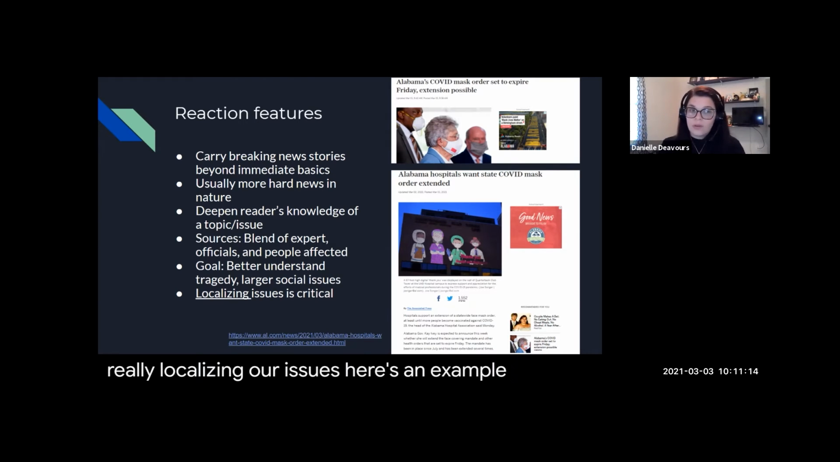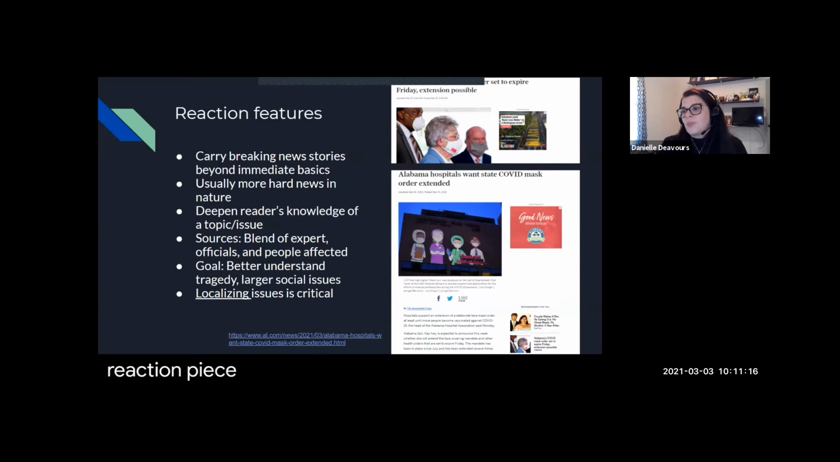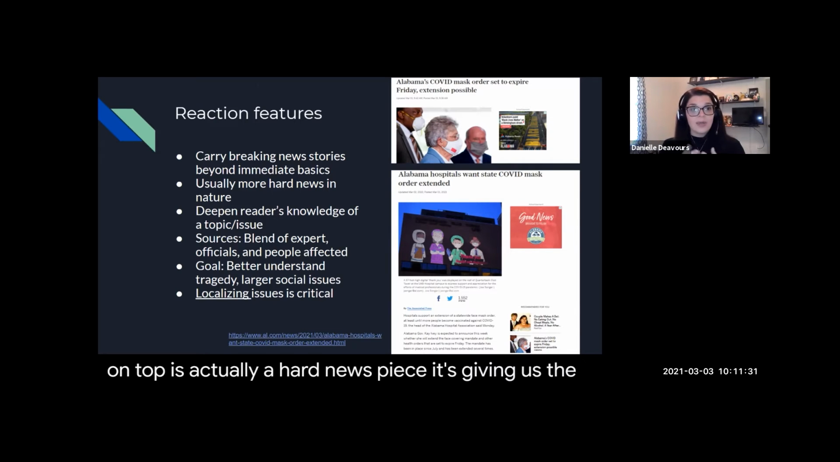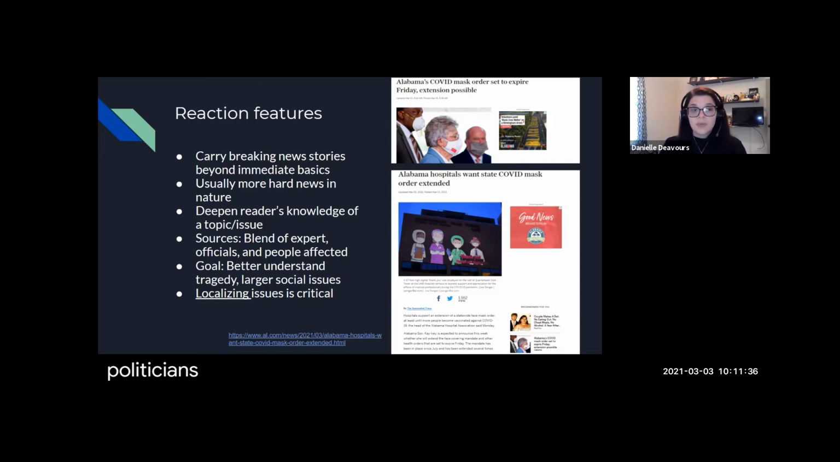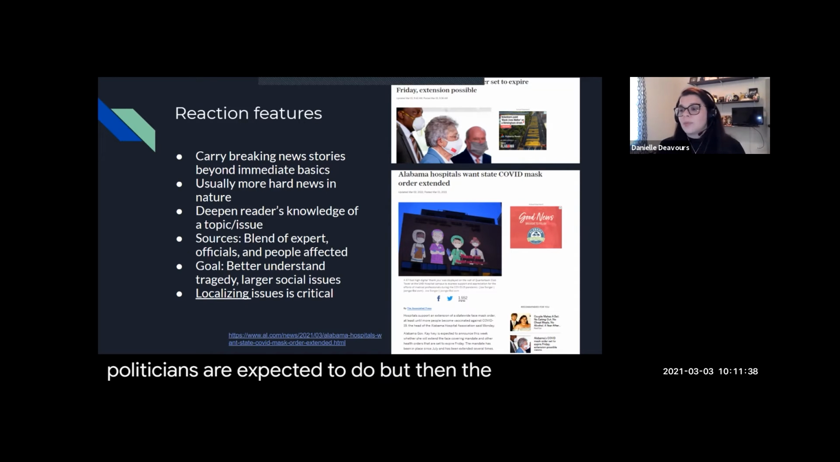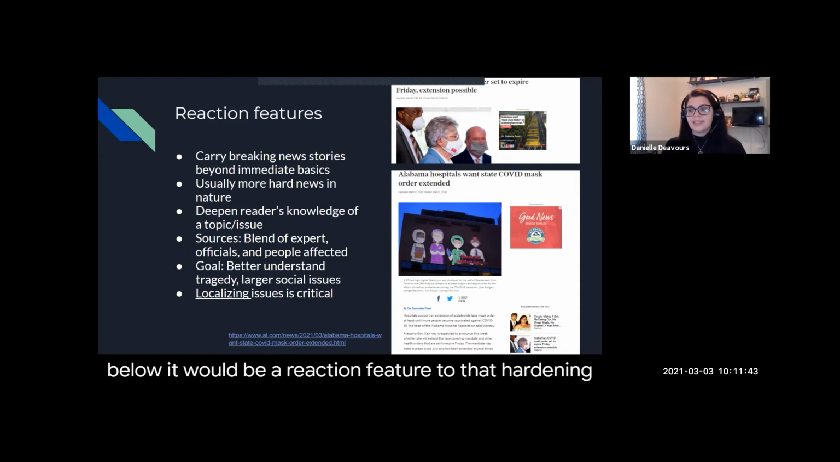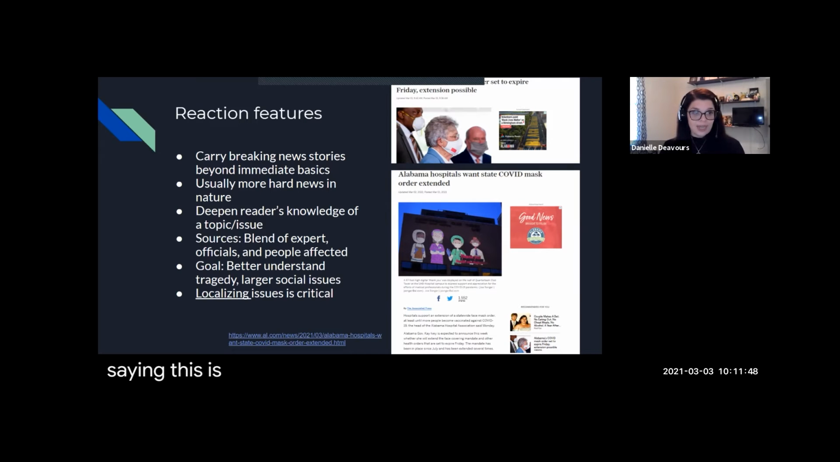Here's an example of a reaction piece. You may have heard that Governor Kay Ivey is considering whether or not to extend the mask ordinance for Alabama. And so this story that's on top is actually a hard news piece. It's giving us the facts about when the mask ordinance expires, what politicians are expected to do. But then the story below it would be a reaction feature to that hard news to say, here's what Alabama hospital experts are saying. This is their reaction to it.